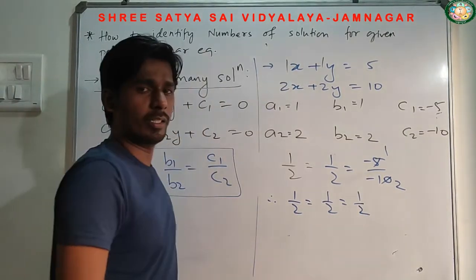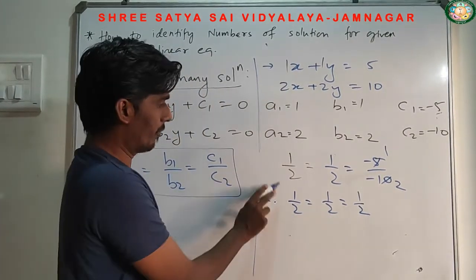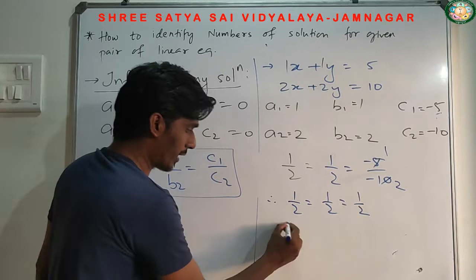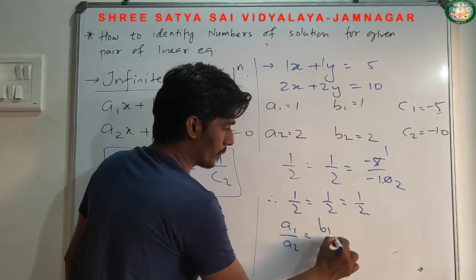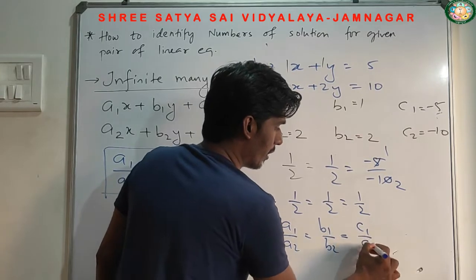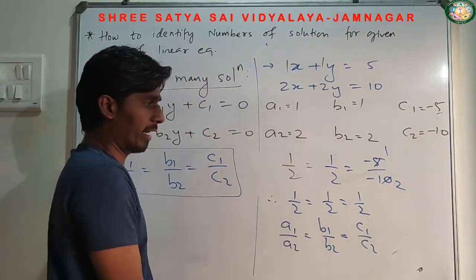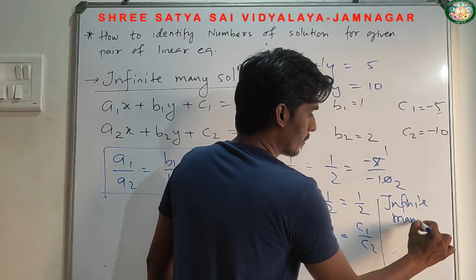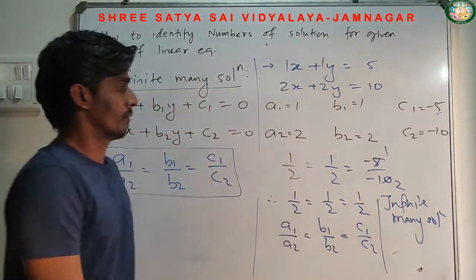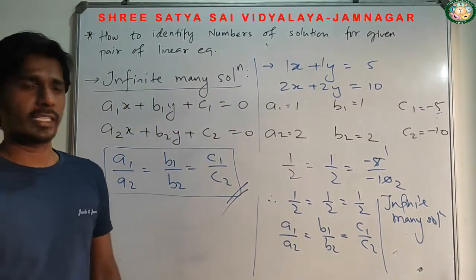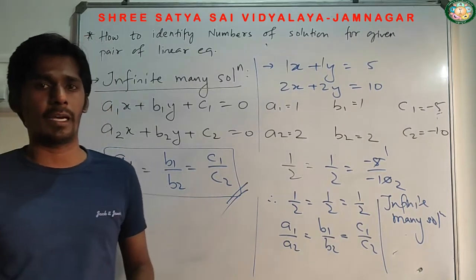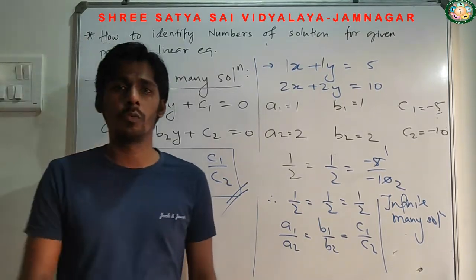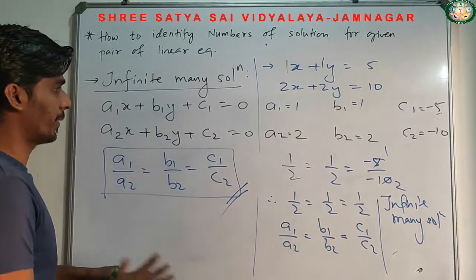So all these ratios are equal. All three ratios came equal: a1 upon a2, b1 upon b2, c1 upon c2. If all three ratios came equal, so I can write here a1 upon a2 equals to b1 upon b2 equals to c1 upon c2. These three ratios came equal, so we can say that it has infinite many solution. So by this way or this condition, we can find out which type of solution a linear pair of equation has by using 3 conditions. So this is the way we can find out without drawing graph. Last thing, let me repeat all the 3 formulas.